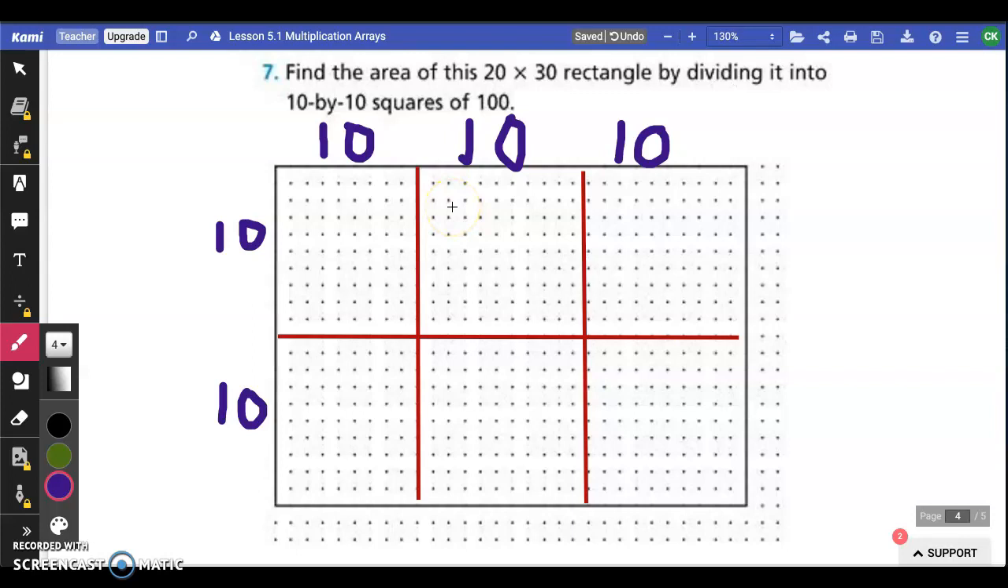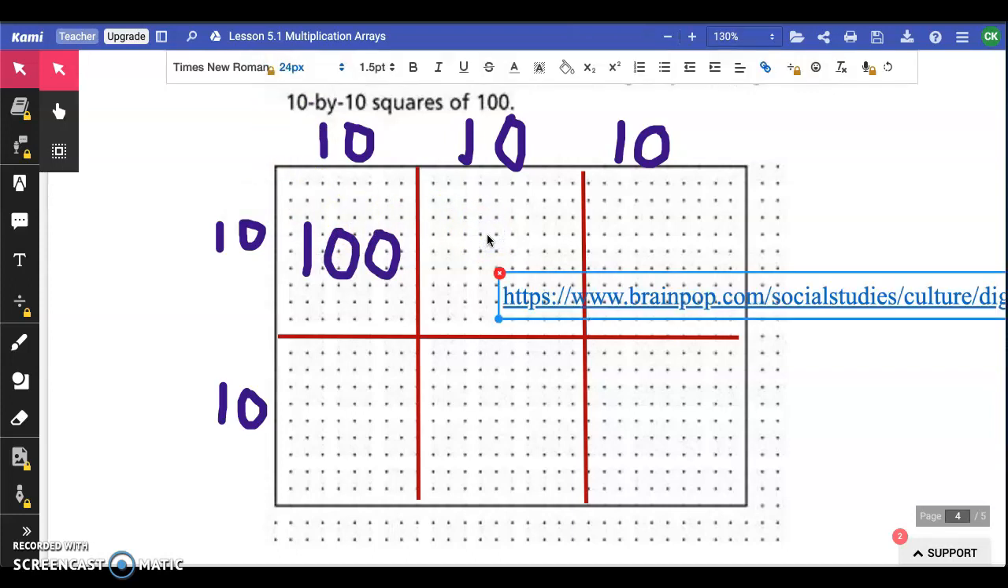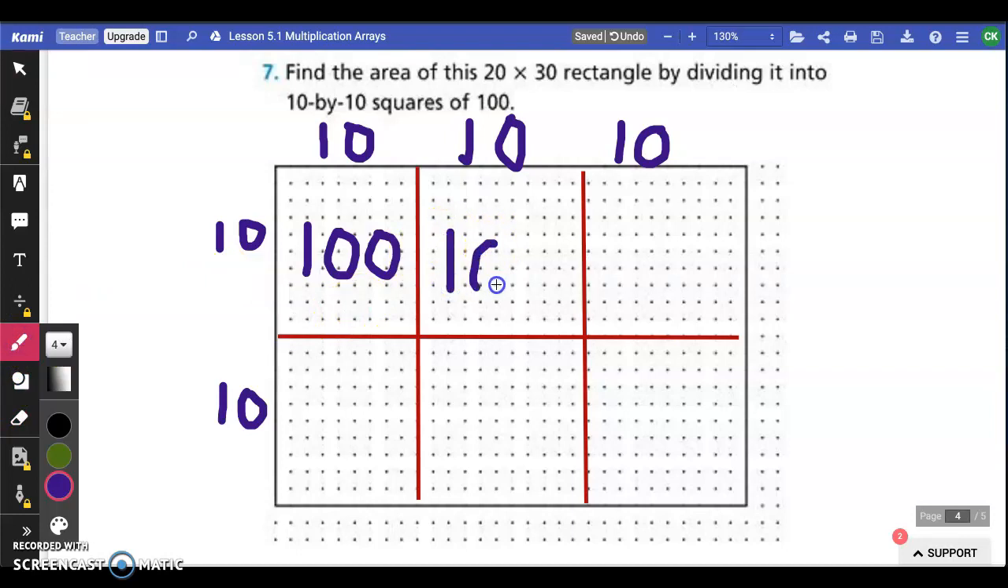Now to find the total area, I know that 10 times 10 is 100. So I can tell that the area of this smaller rectangle, actually a square, is 100 square units. Here, it's kind of like a multiplication table. I have 10 times 10. Again, that would be 100. So I can go ahead and assume that each box is going to equal 100 since we have all 10s.